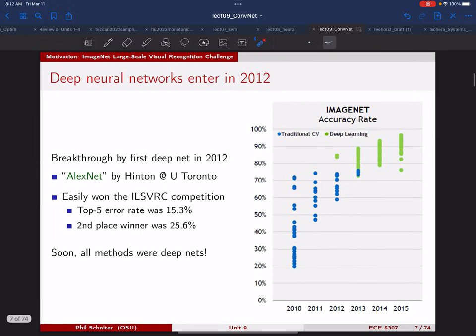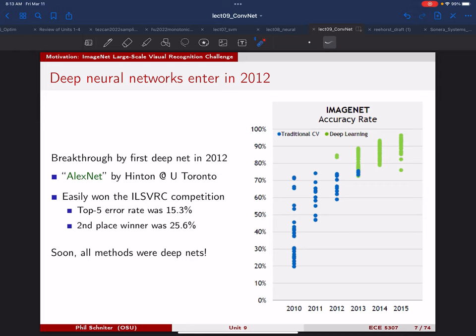Okay, so 2012 was the year deep neural networks entered the ImageNet competition, and here are the years and the accuracy that was obtained. The blue techniques are traditional computer vision techniques, things like support vector machines. Deep learning methods are shown here in green. In the first year, 2010, there's no deep learning. In the second year, things got a little better, still no deep learning. But in the third year, 2012, there's a big jump from the previous classical methods to deep learning, a giant jump in accuracy.